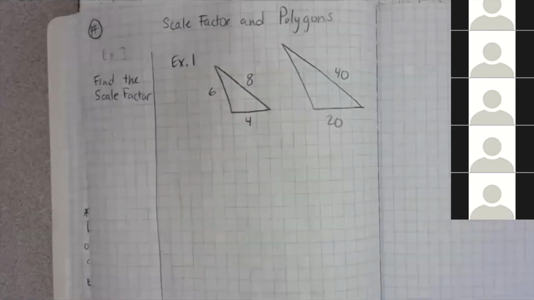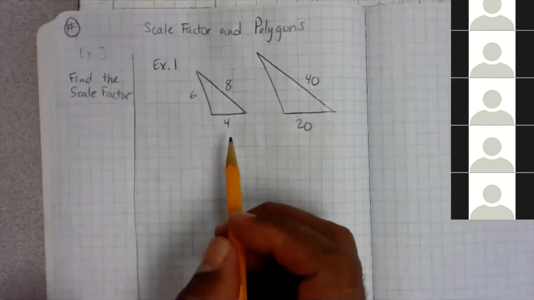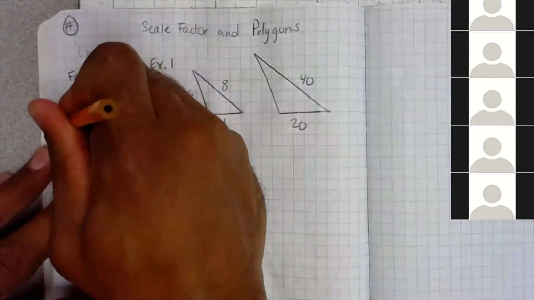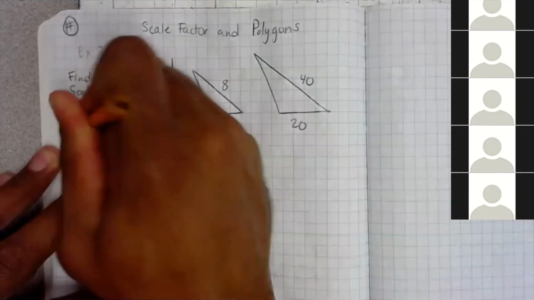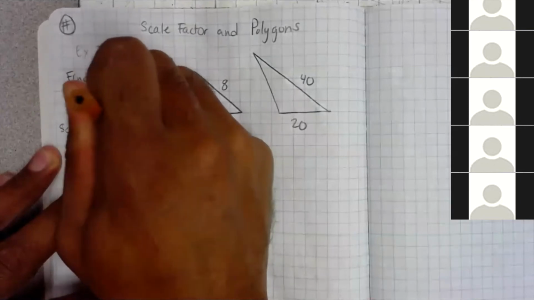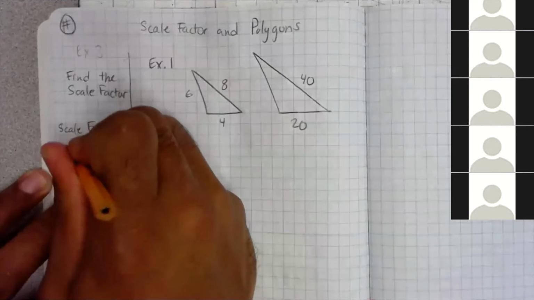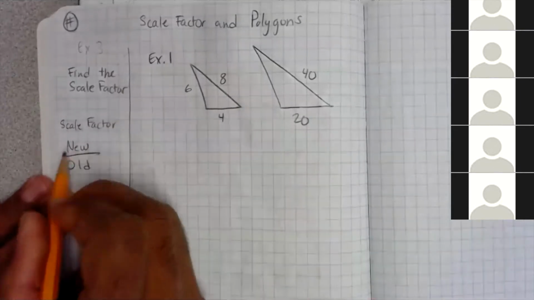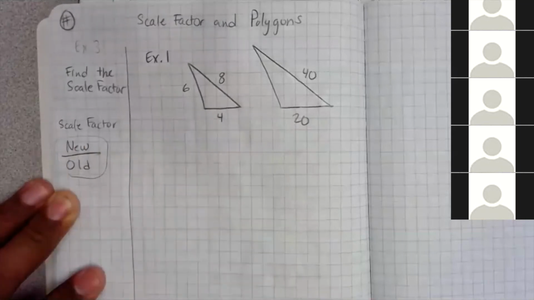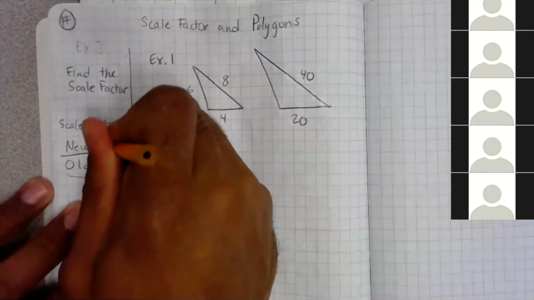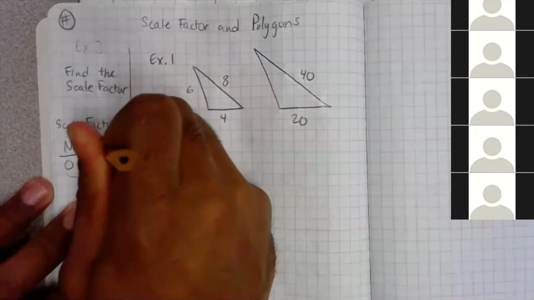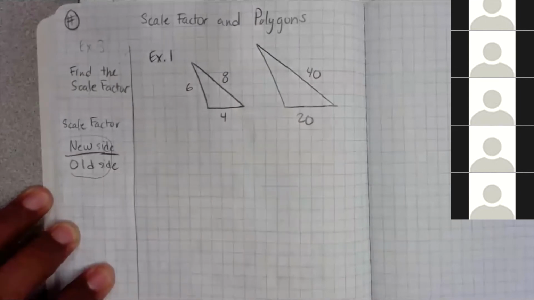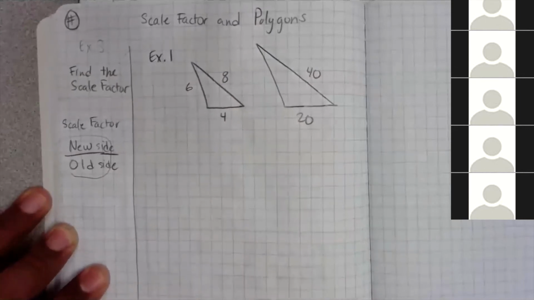We just want to find what is the scale factor between these two shapes. Now, to do that, you simply take the scale factor, I'll write that here on the left. It's the new divided by the old. Okay, so a new side, or actually we'll say new side divided by old side. Okay, and you gotta make sure that they're corresponding.